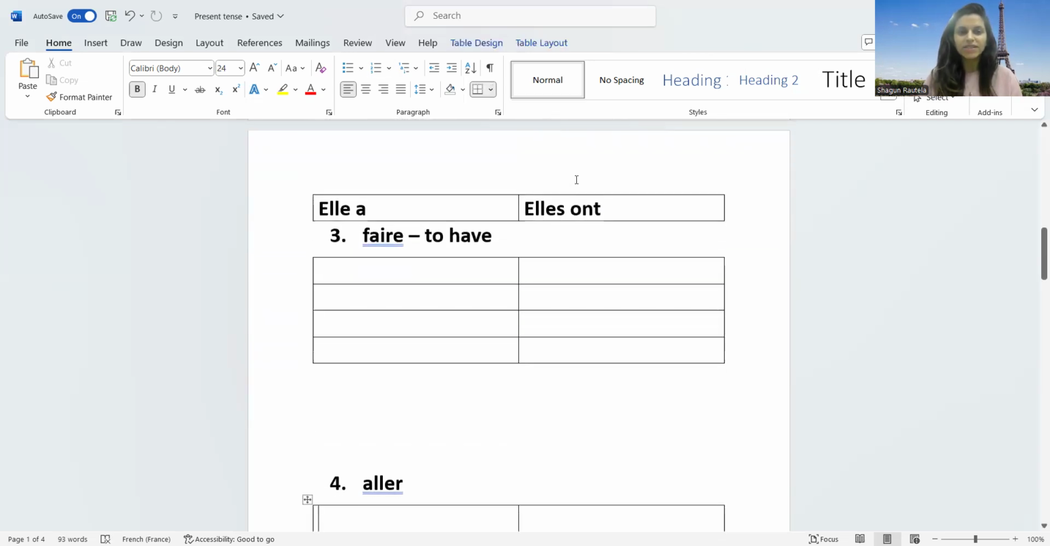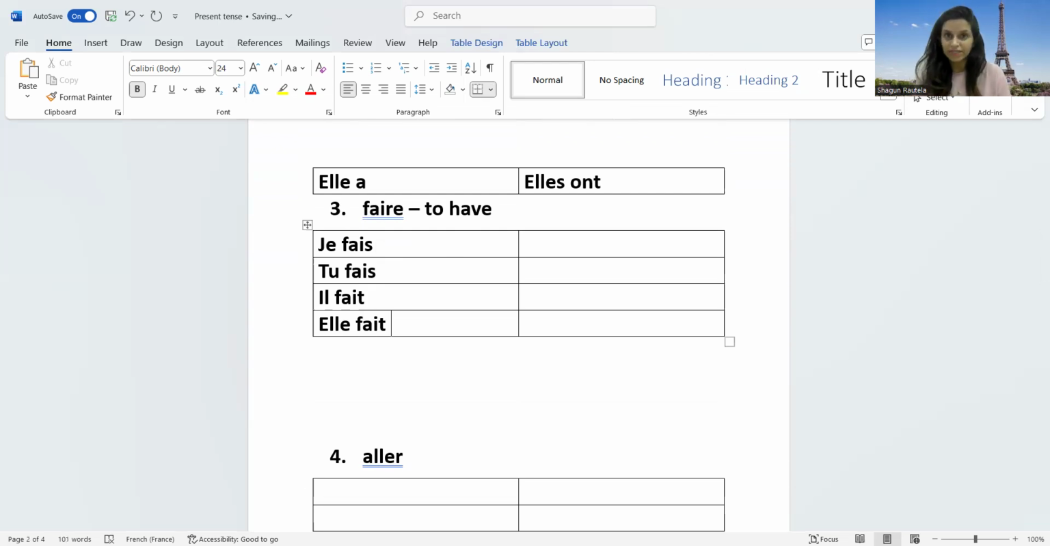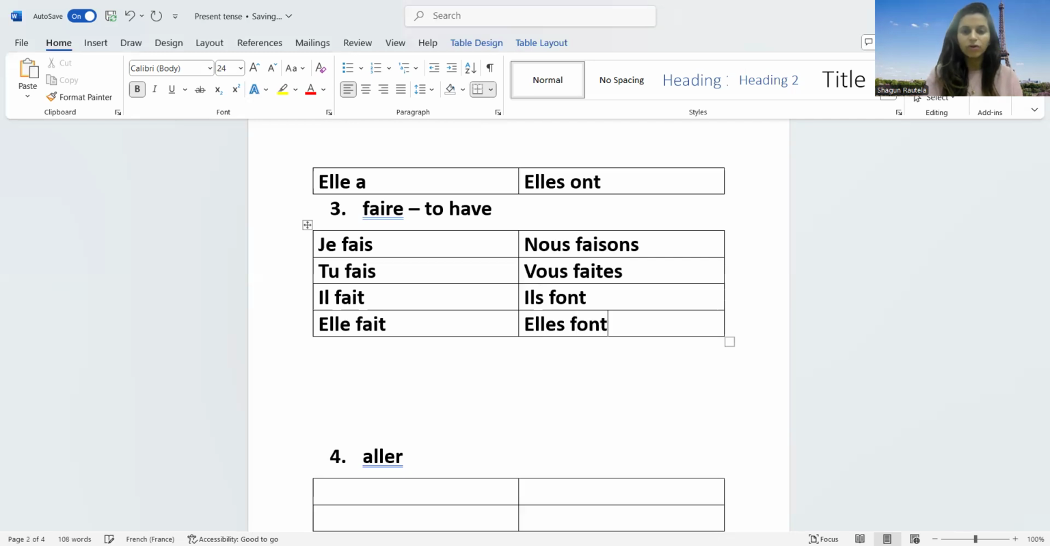Moving on to our next verb, le verbe faire. Now, how do you conjugate faire? Je fais, tu fais, il fait. The more you learn the conjugations, the better you are able to frame the sentences. Nous faisons, vous faites, ils font, elles font.